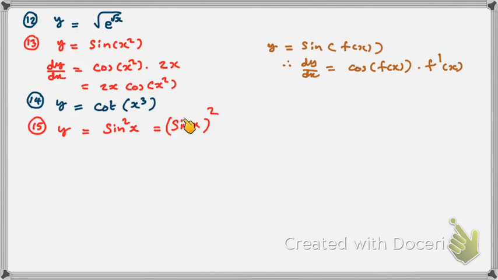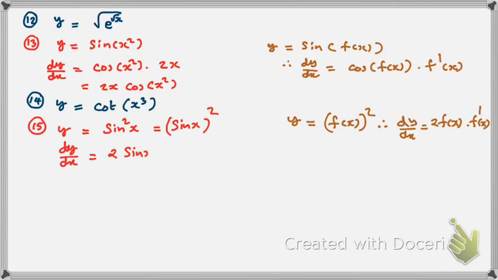But it's not x, it's f of x. So this is to be considered like f of x the whole square. And what's the derivative of f of x the whole square? 2 times f of x times f dash of x. So when I come back and differentiate this, dy by dx would be 2 times sine x into f dash of x. Derivative of the inside function is cos x.